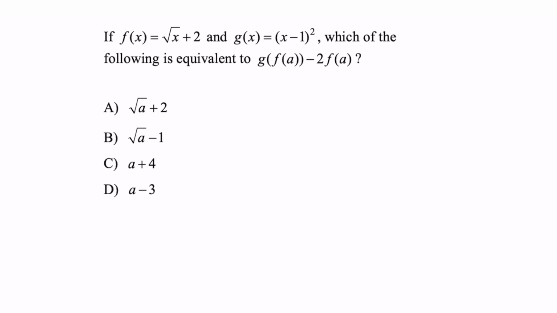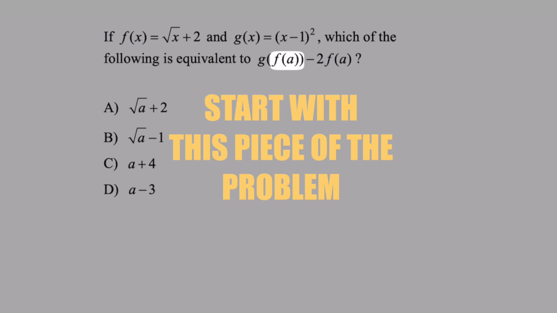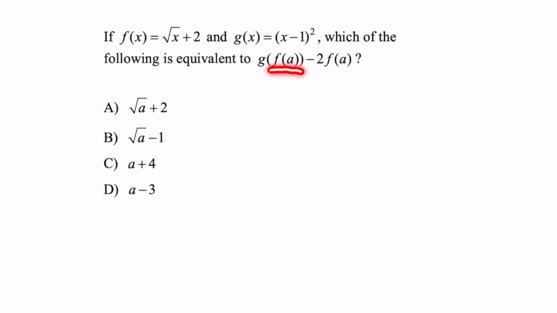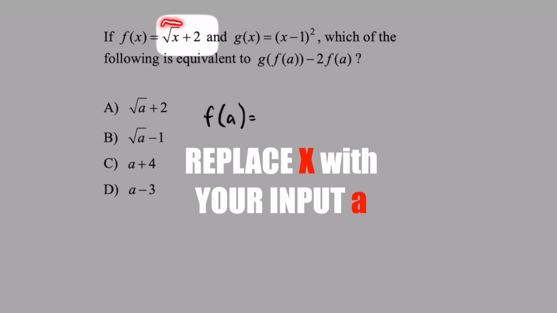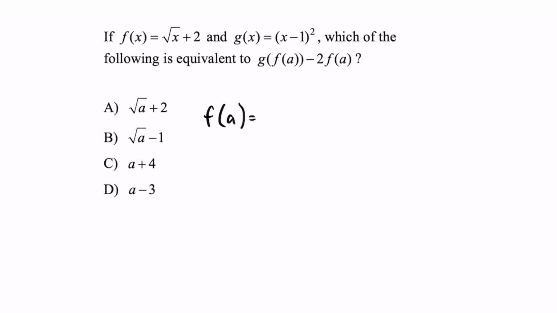We're going to start with this part right here. You want to work from inside out. Find out what f of a is. So to compute that, the f tells you I got to look at the function of f, and this right here is what you're going to replace x with. That's your input. So wherever you see an x in this expression, you're just replacing it with an a. So that's going to look like square root of a plus 2.